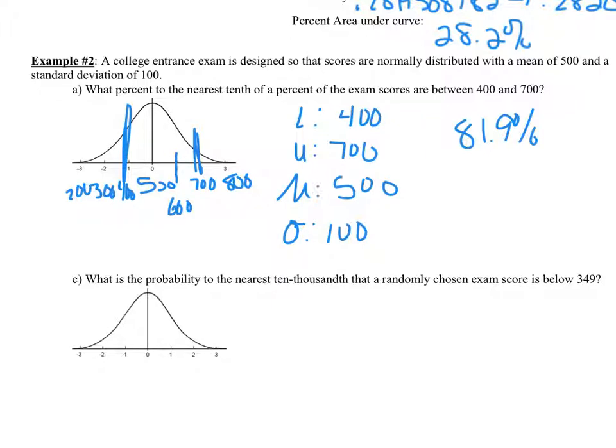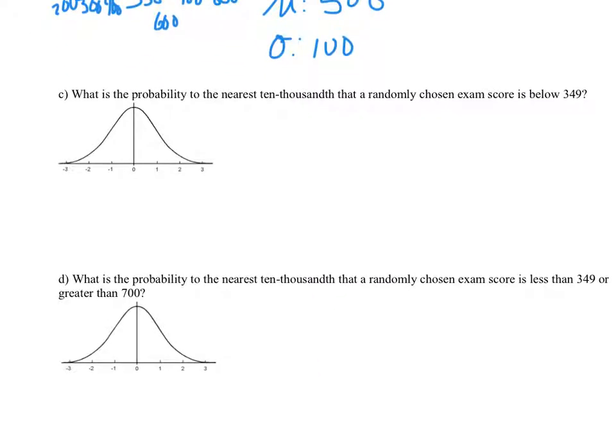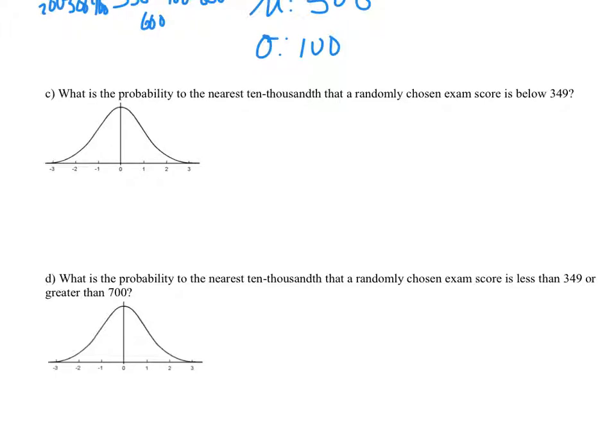Okay, I rounded and I did all the fun stuff. What is the probability to the nearest 10,000? So this time they're asking for probability and not percent, so we're not multiplying by anything. We want it below 349. So our mean again is 500. Our standard deviation is 100. So below 349, this is 400, so it's something like this. I like to draw it out, just a basic drawing, so I can determine my lower bound and upper bound. Sometimes it's a little confusing to just figure those out.